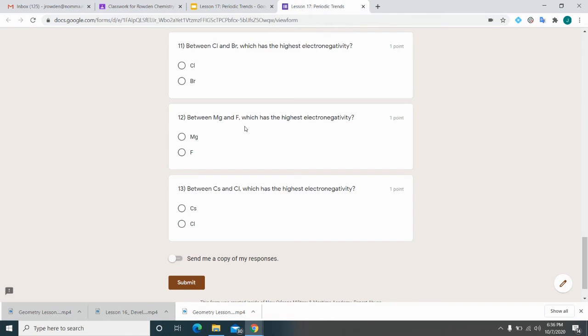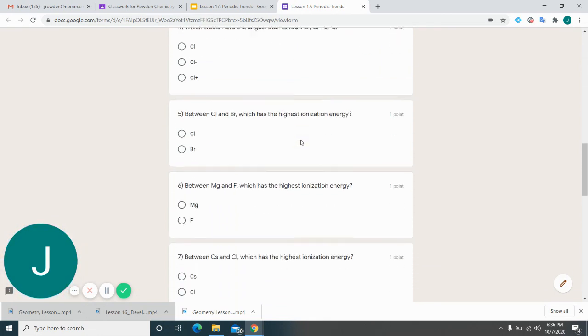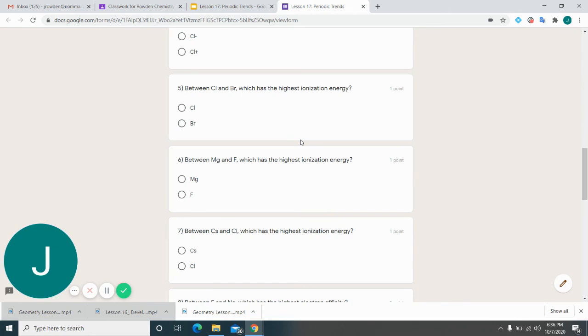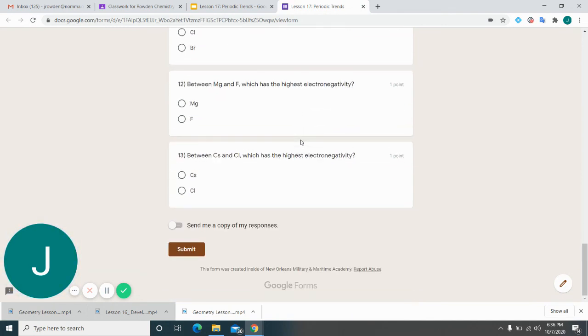So in summary of everything, we have atomic radii, which is going to be highest down and to the left. We have ionization energy, which is highest up and to the right. We have electron affinity, which increases to the right, except for 2, 12, and 18, which will be the lowest. And then we have electronegativity, which increases up and to the right.